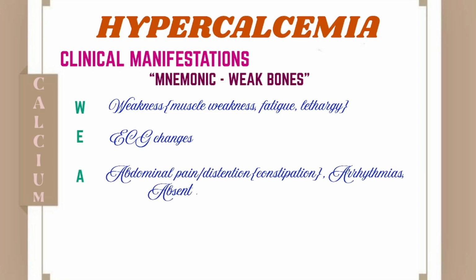A stands for abdominal pain or distension due to constipation. That means decreased bowel sounds or decreased motility of the GI tract. Arrhythmias, absent or diminished deep tendon reflexes. These conditions will also occur due to the decreased neuromuscular excitability because of hypercalcemia.